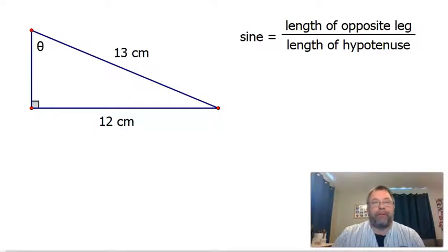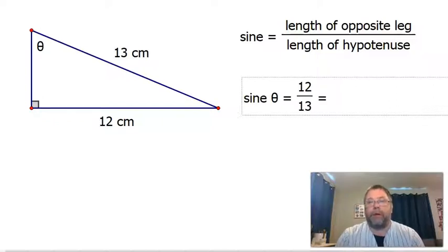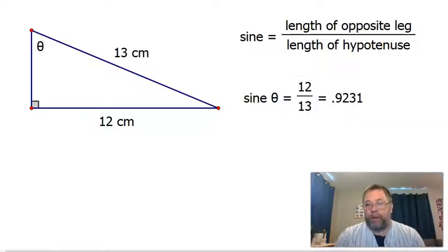Now, in this problem, the sine of theta would be 12 over 13. 12 is my opposite leg, 13 is my hypotenuse. Now, in case you're wondering, is there a cheat sheet for sine? Yes, there is, and I'm going to show you it in a minute. The first thing we're going to have to do if we're going to use a cheat sheet is change it to a decimal because, as you know from the tangent worksheet, we don't list fractions, we list decimals. Now, if I do 12 divided by 13, I get 0.9231.